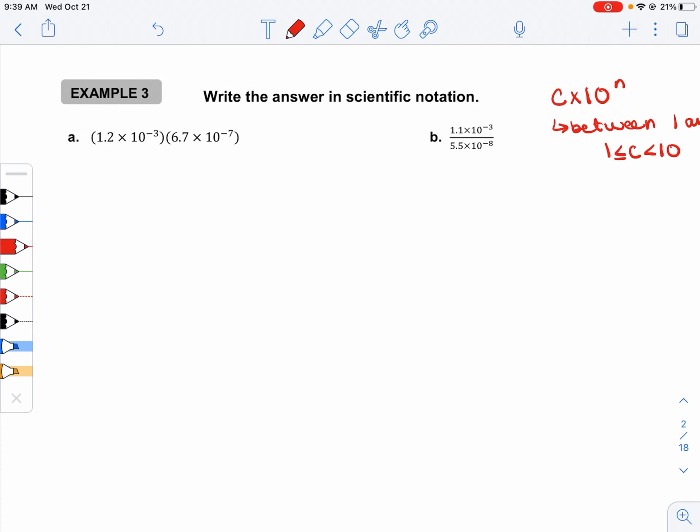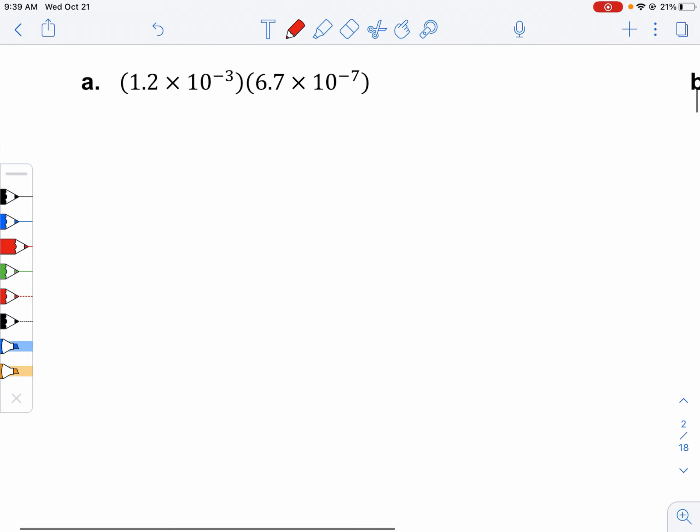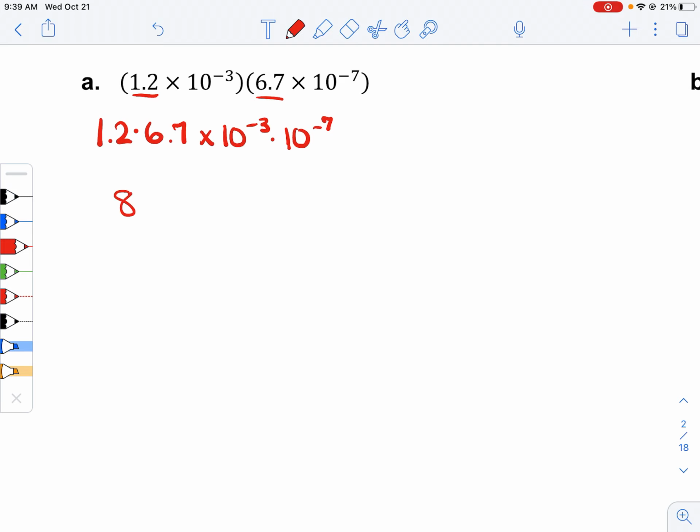So how you're going to do these, the reason they're in this section is because really you're applying the product rule for exponents. You can rearrange these. You can make this 1.2 times 6.7 times 10 to the negative 3 times 10 to the negative 7. So I just rearranged my decimal numbers and then my tens. 1.2 times 6.7, if you put that in your calculator, you'll get 8.04. And then this would be times 10 to the negative 3 plus negative 7, which is 8.04 times 10 to the negative 10.